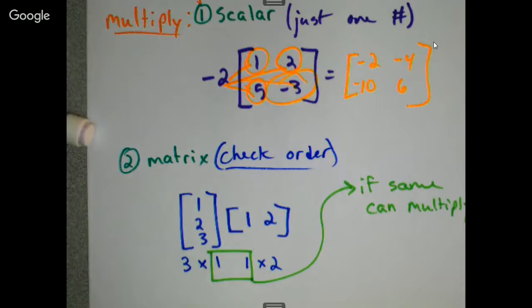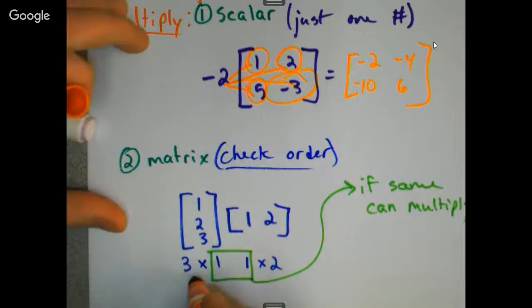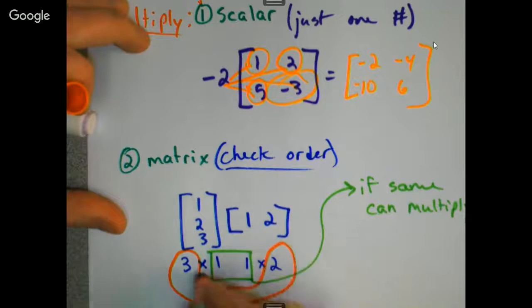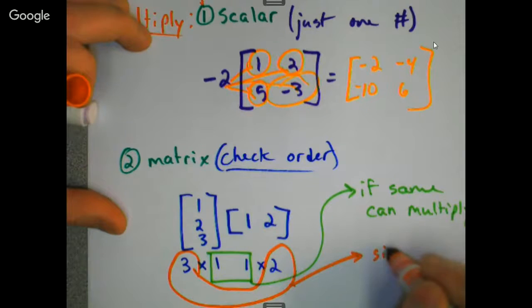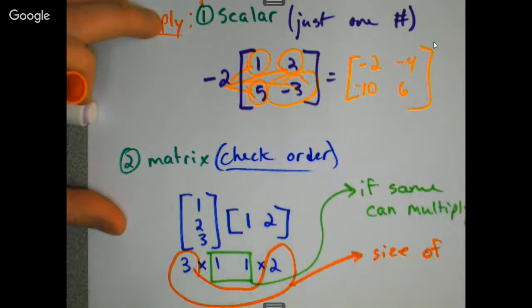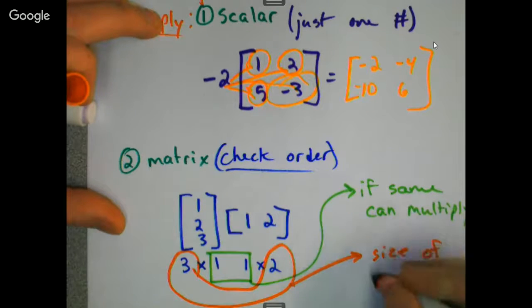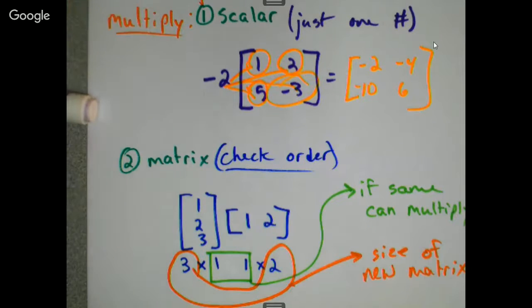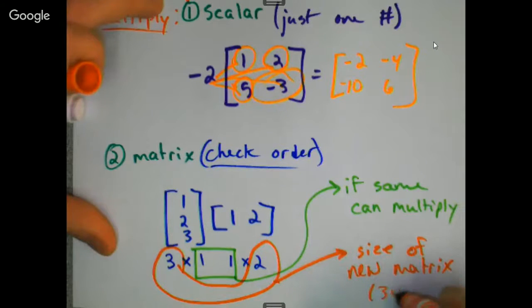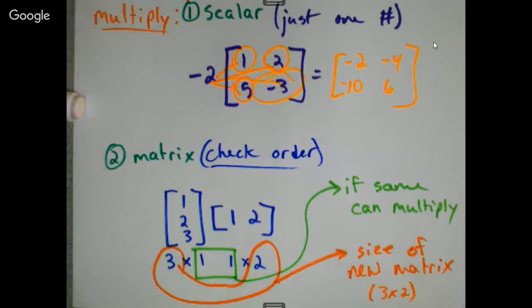And the other two numbers are the size of your new matrix. Okay, that's the size of your new matrix. So it'll be a 3 by 2. Your new matrix.